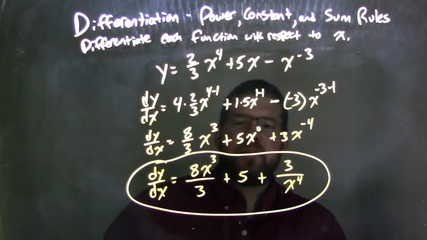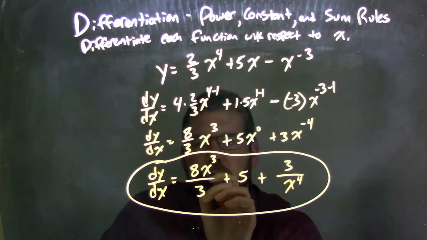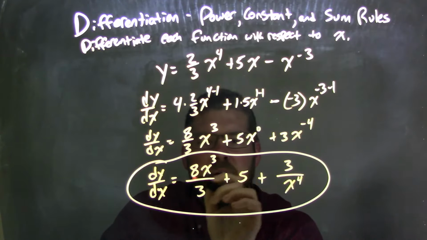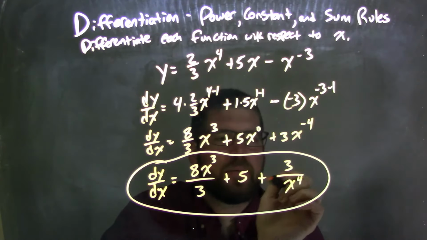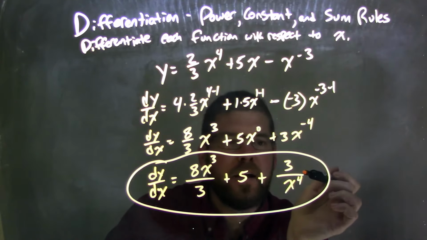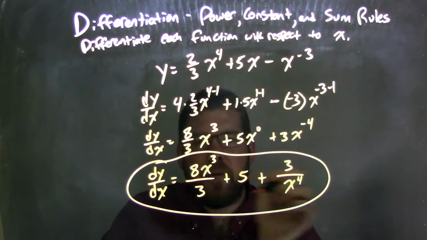So now when I simplified, I decided to make each part one fraction. So we have our final answer here, which is dy/dx is equal to 8x to the third over 3 plus 5 plus 3 over x to the positive fourth power. Got that positive exponent, and the x to the 0 power became a 1, so we can set a 5 there. And there we have our final answer.